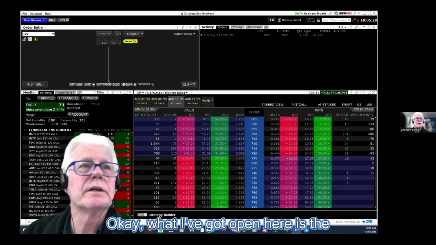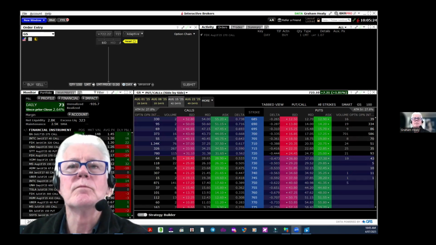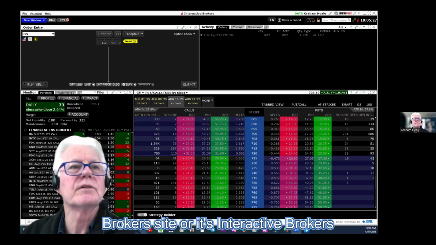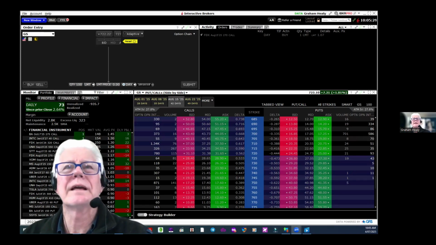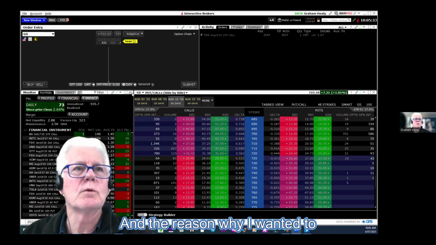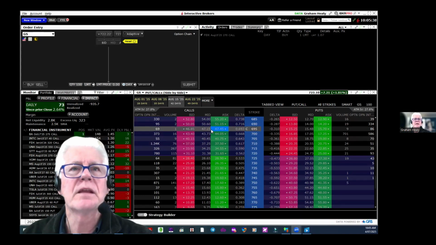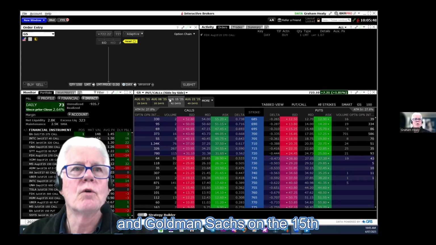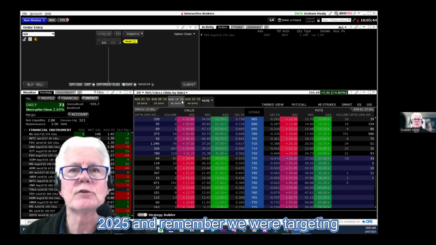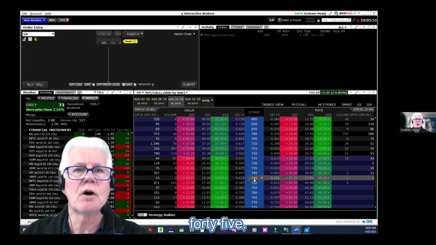Okay, what I've got open here is the Interactive Brokers site, and that's the interface straight onto the stock market. And the reason why I wanted to show you this, we've got Goldman Sachs up here, and Goldman Sachs on the 15th of August 2025. And remember, we were targeting a level of the stock market price of 745.